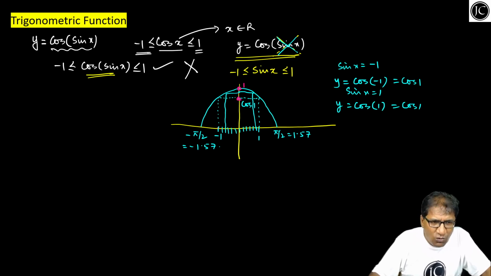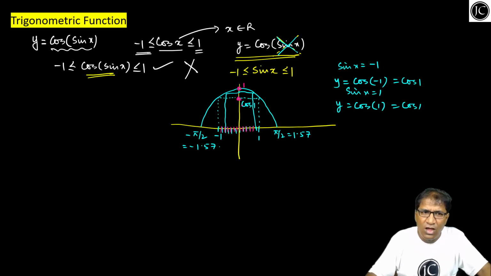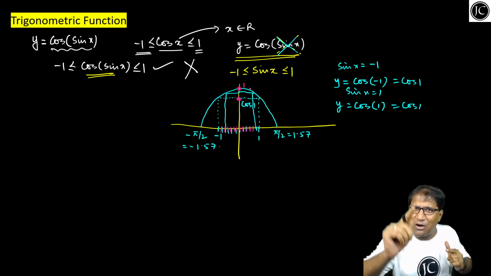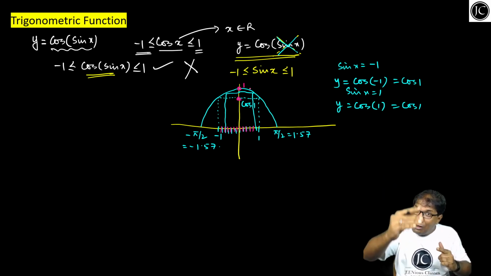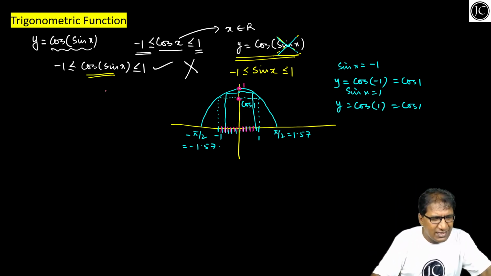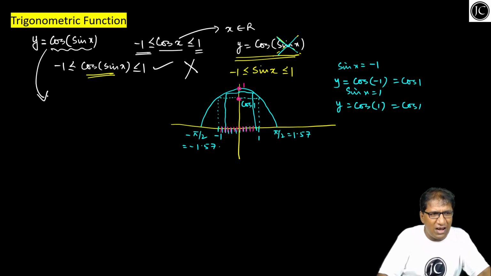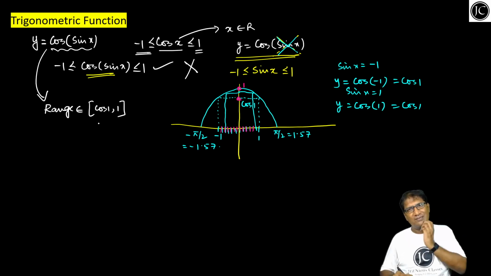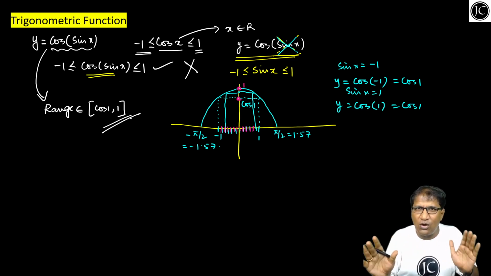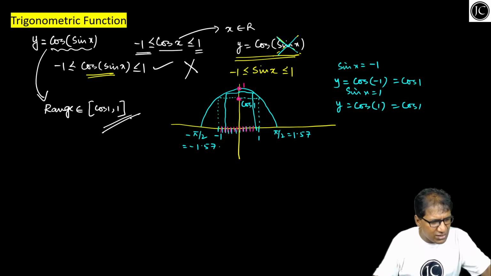Yes or no? Because whatever value of x you take between -1 and 1, the corresponding value of y will always be greater than or equal to cos 1 and always less than or equal to 1. Is it clear? That means the range of this function is from cos 1 to 1. Is it clear? So that is the range for this function. Is it clear to all of you? Absolutely. Okay, let us take another problem.